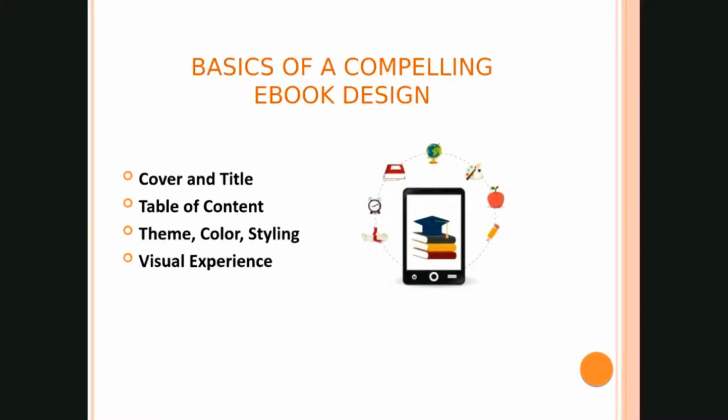Number one, cover and title. Number two, table of contents. Number three, theme, color, and styling, and the last one is visual experience. Some of these things might not be very important for traditional book publishing, but for ebook publishing, all these concepts need to be followed step by step. So it is important and necessary to have a look at all these before starting the demos.